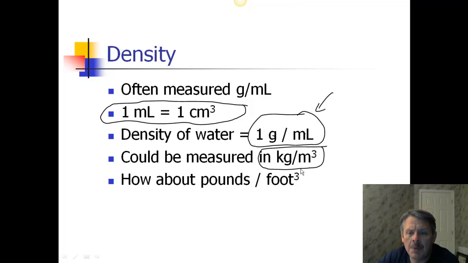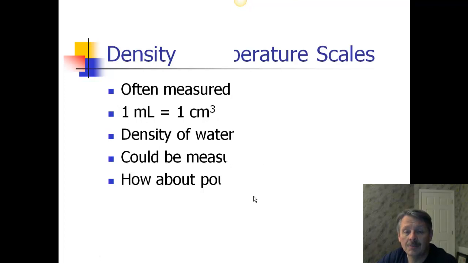How about in pounds per cubic foot? Well, notice it's cubic foot. It's a foot in each direction. So sure, we could do that. Now, technically pounds are weight and mass is different, grams are mass. But the concept is the same, some amount of weight or mass per certain amount of volume. So that would make sense.